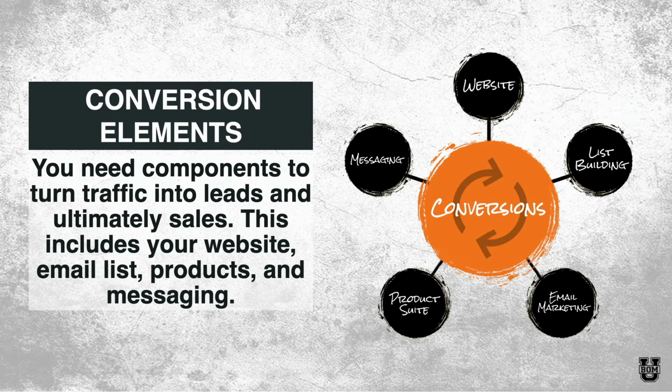So the conversion elements, again, you need components to turn traffic into leads and ultimately sales. And this will include your website, email list, products, and messaging. So the way we've defined this, the core 5 elements of a conversion machine are your website, list building, which is growing your email list, then the email marketing you do to that list, your product suite, making sure you have the right products, and your messaging. So let's take a quick look at each, and you can see how each fits in.